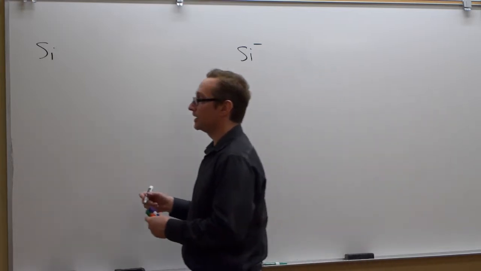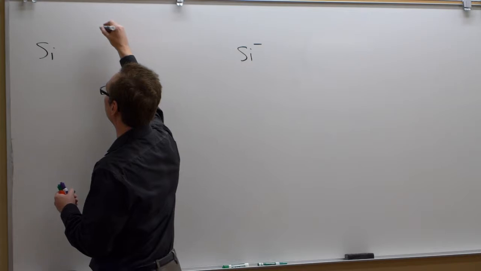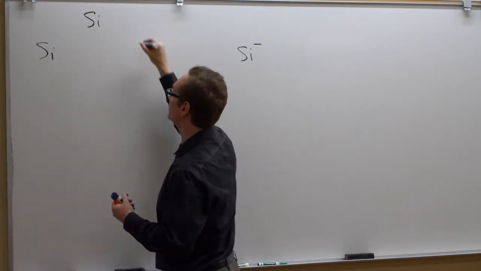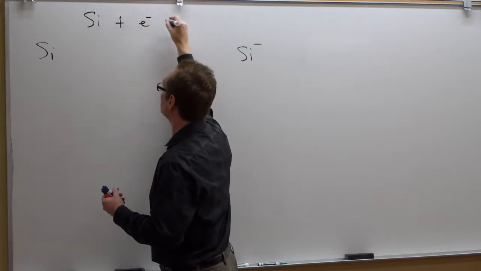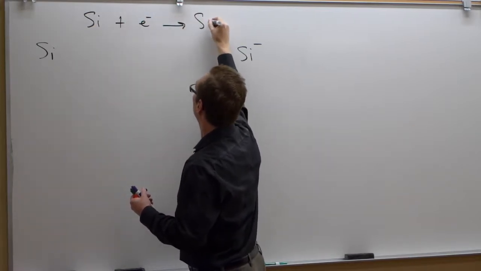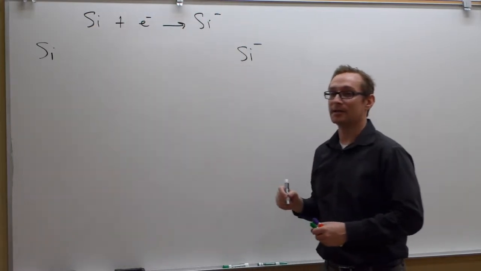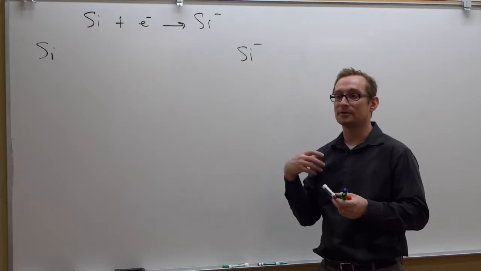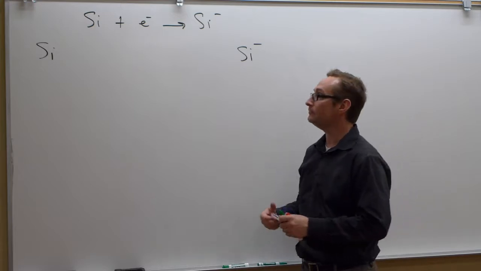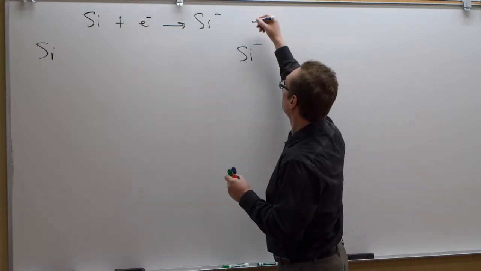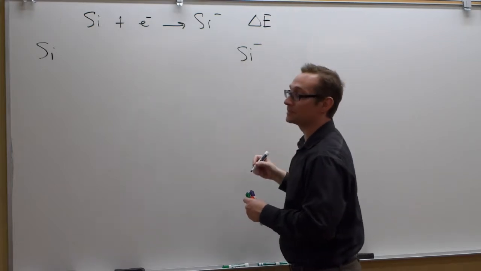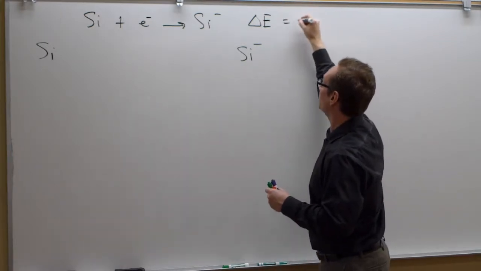All right. So if I drew out the electron affinity, or electron being gained by silicon, it'd be Si plus an electron goes to Si minus. Right? So it's the opposite of ionization. Instead of taking electrons off, you're putting an electron in. And there is a delta E associated with that, and we call that the electron affinity.